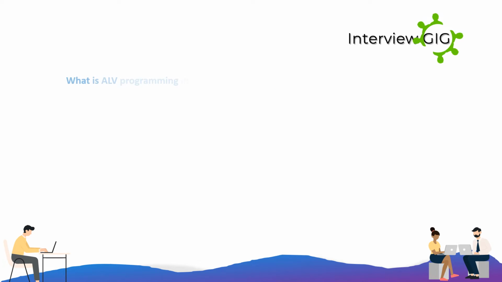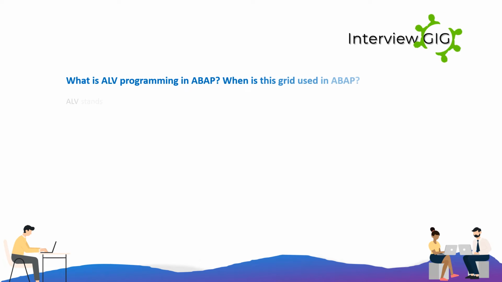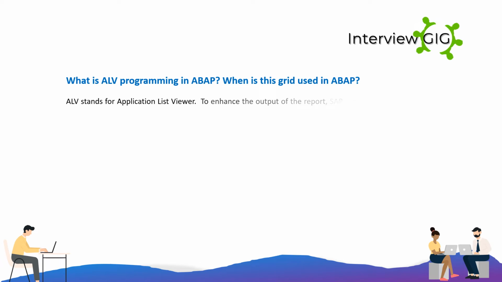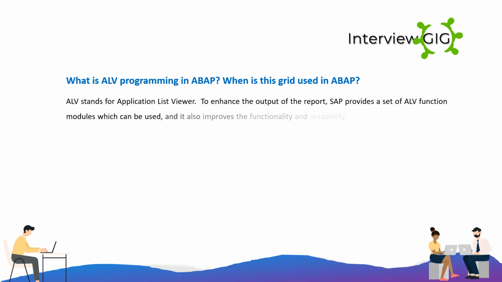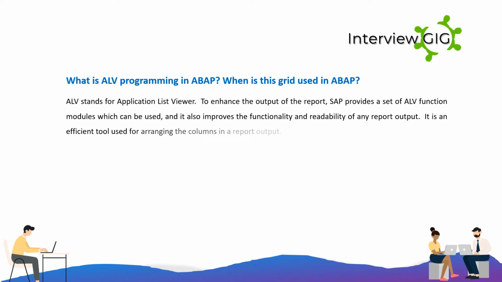What is ALV programming in ABAP? When is this grid used in ABAP? ALV stands for Application List Viewer. To enhance the output of the report, SAP provides a set of ALV function modules which can be used, and it also improves the functionality and readability of any report output. It is an efficient tool used for arranging the columns in a report output.